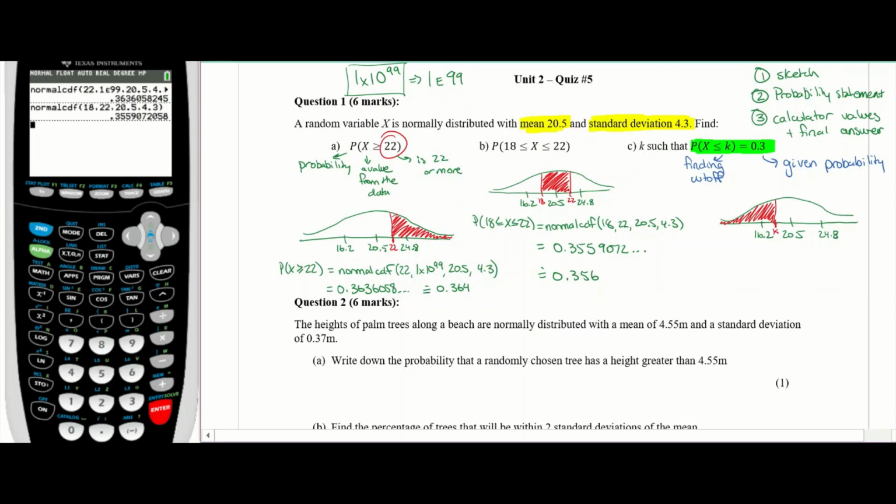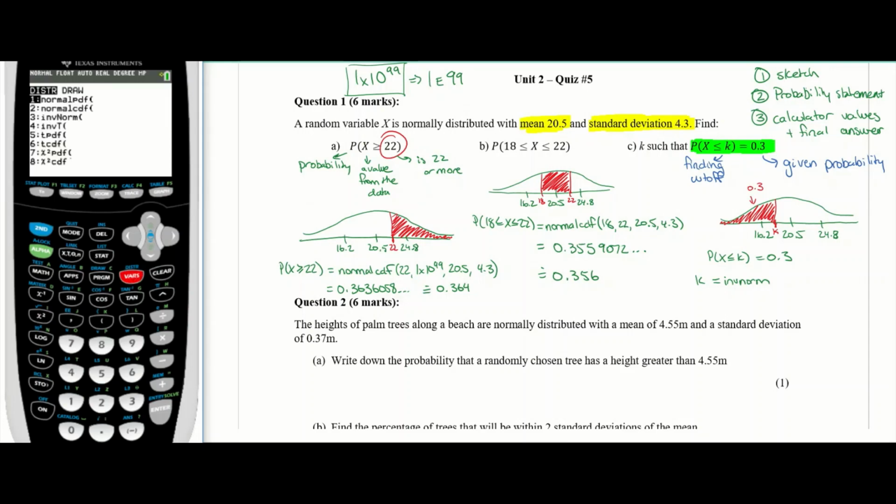So here's a situation where I know that this is 0.3 and I need to find what k is. The reason this is different is because we're kind of going in the opposite direction. So I write down my probability statement, but then I have to say, okay, now I need to do a calculation that will tell me what k is equal to. And that calculation, or that function on the calculator, is the inverse normal. So same menu, second vars, except this time I'm going to pick option 3, which says inverse normal. And now it's asking me for only 3 things this time instead of 4.